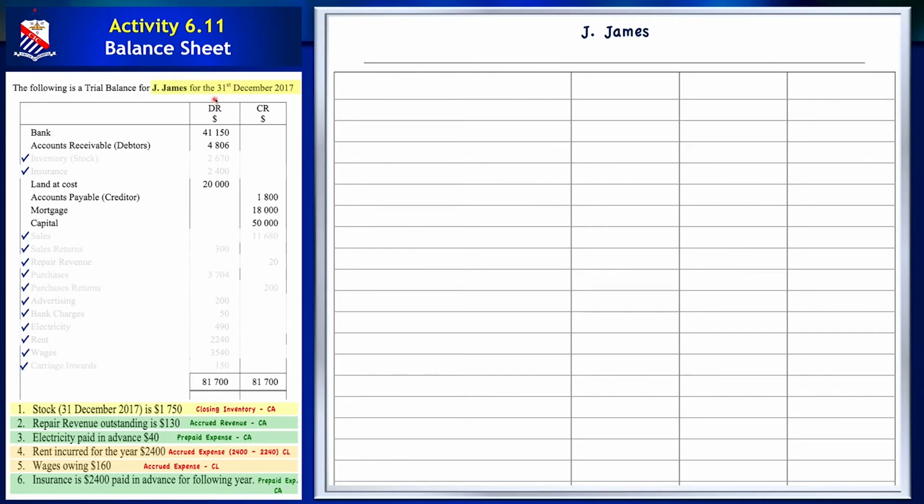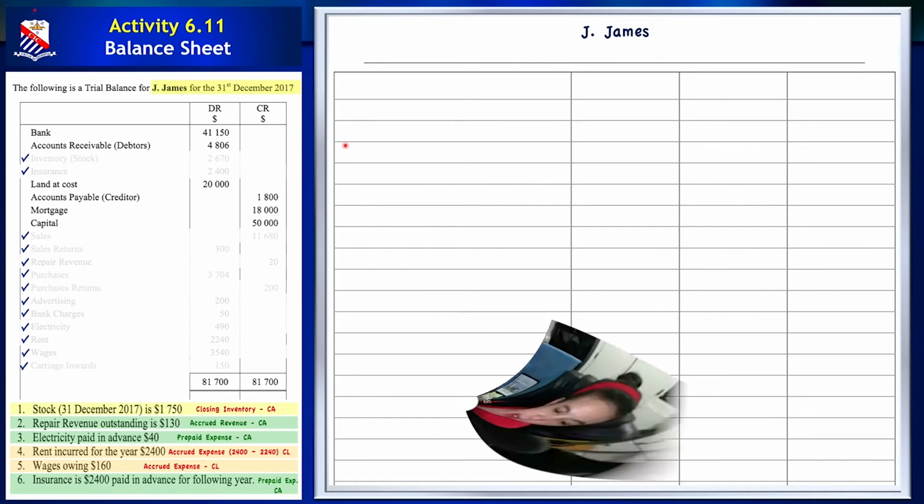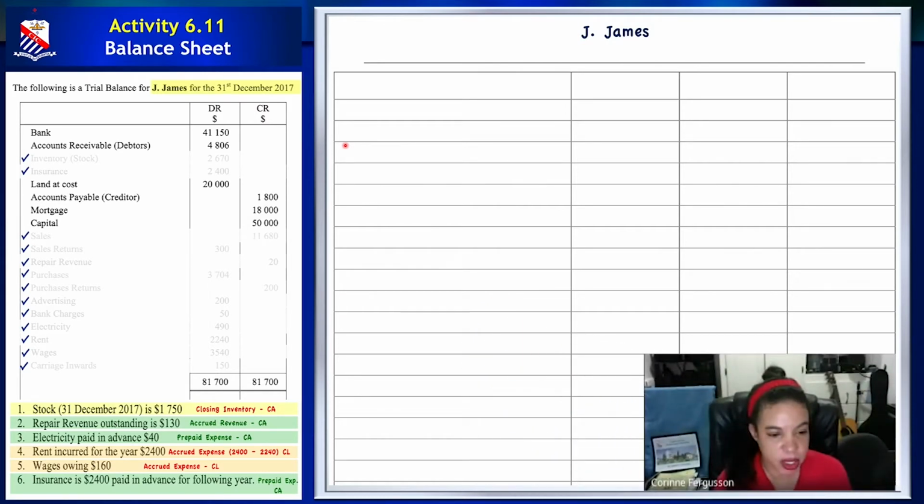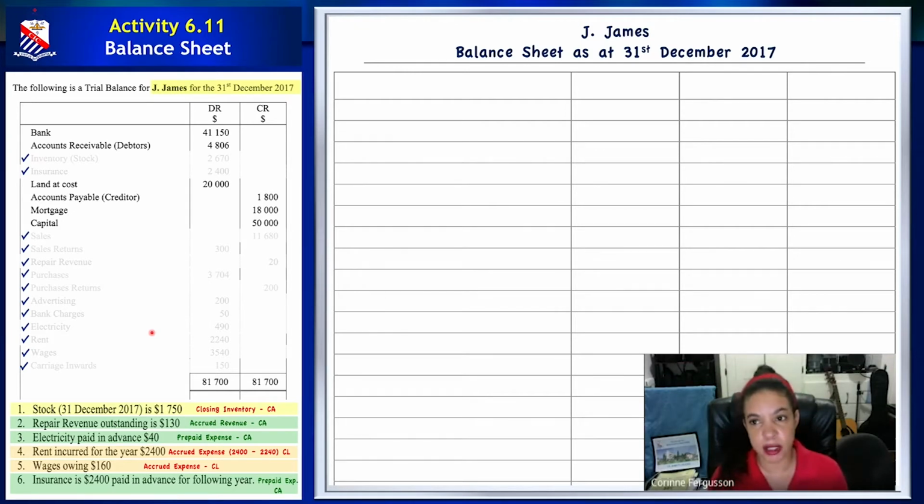So now we're going to go into our balance sheet, because we did an income statement before. Notice I have my notes here with the little notes that we had jotted down. Once again, with any format, you put the name of the business, J. James, and in this case, we're doing a balance sheet, and the title is Balance Sheet as At, and the date is the 31st of December 2017. Just like the income statement, you have your three columns.